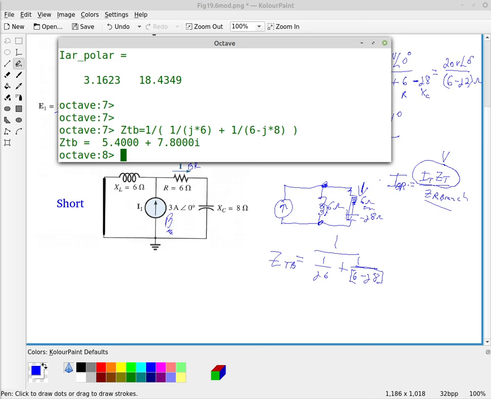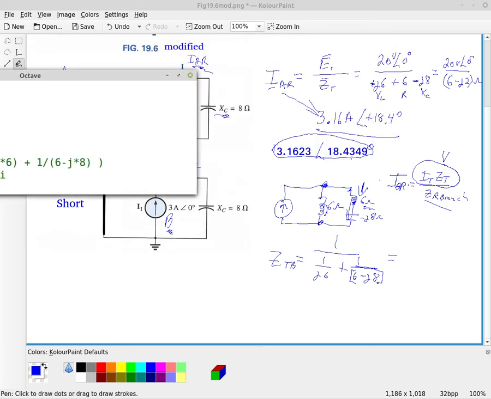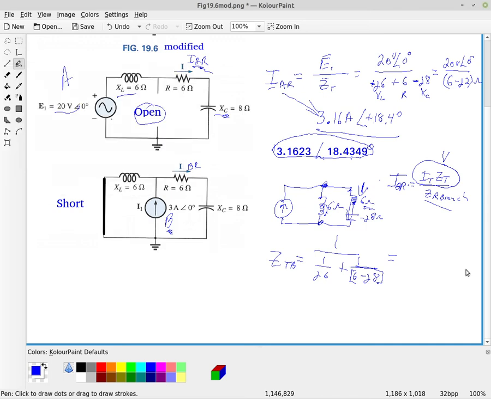And so that is my total impedance. And notice it's actually a positive J this time. It's 5.4 and then 0, so it actually turns out even. Of course this is the rectangular form, but I like to write the impedances in rectangular form so that we can see that this is an inductive term.